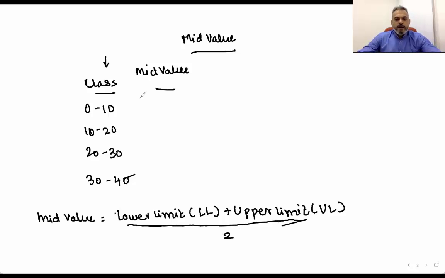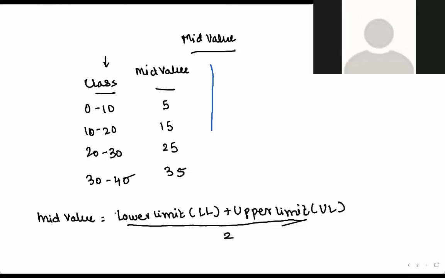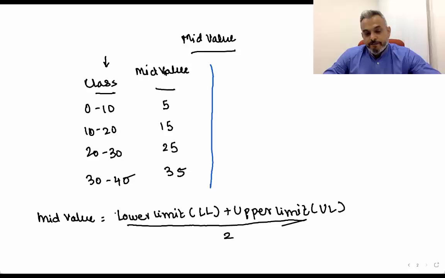Divided by 2. Now, very simple: 0 plus 10 is 10, there is nothing difficult in this. So 10 divided by 2 is 5. 10 plus 20 is 30, so 15. 20 plus 30 is 50, divided by 2 is 25. And 30 plus 40, 70 divided by 2 is 35. Any doubt in this? No, sir.